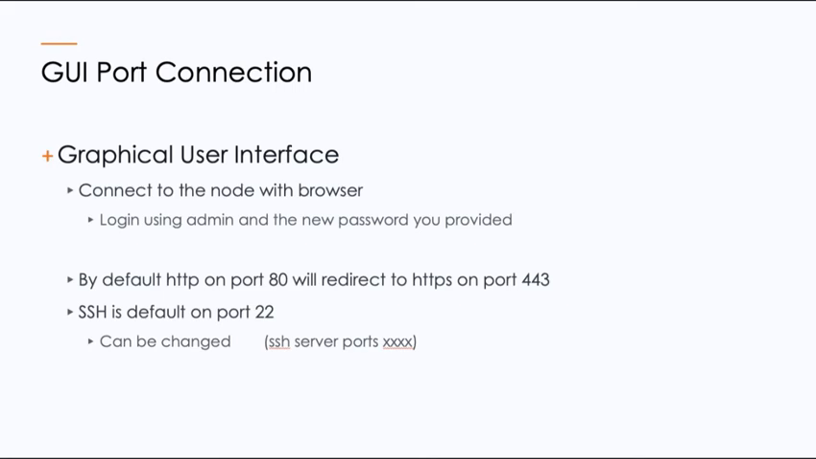By default, if you connect to it through HTTP on port 80, it will redirect you to 443, which we're going to do. And by default, you can SSH into the box on port 22, but it can be changed. The command to do that would be SSH server ports followed by the port that you want SSH to respond on. Let's go ahead and run through the configuration.